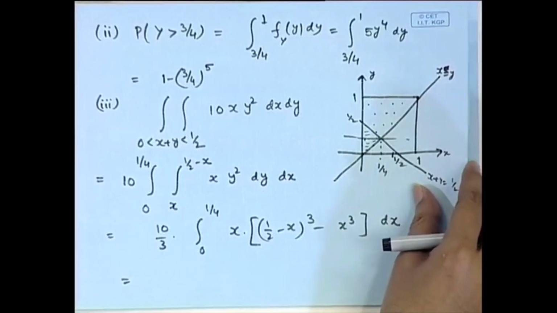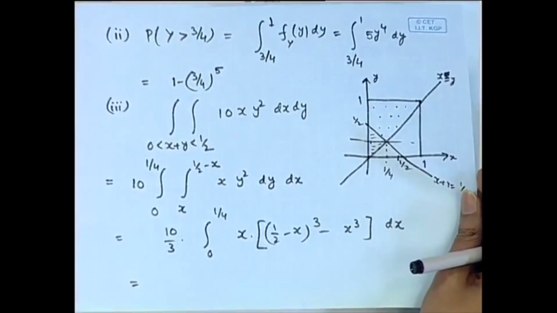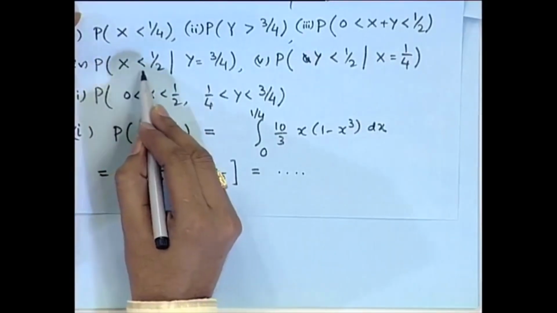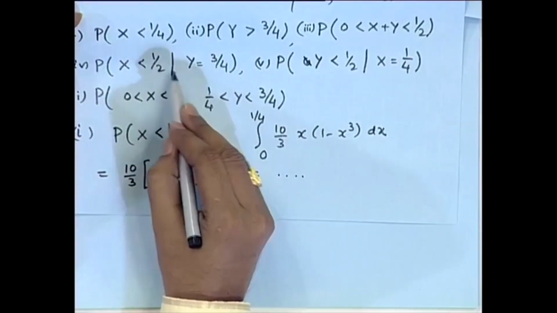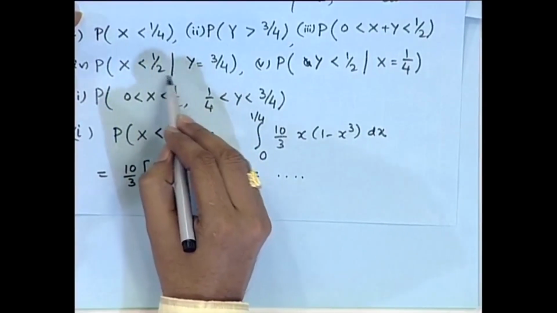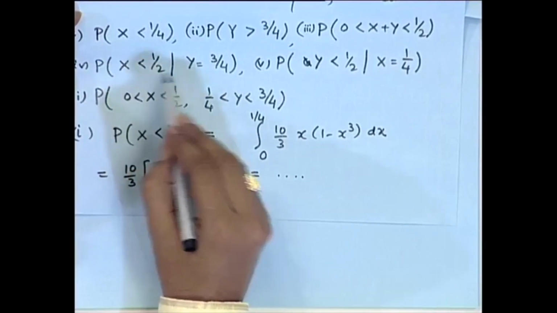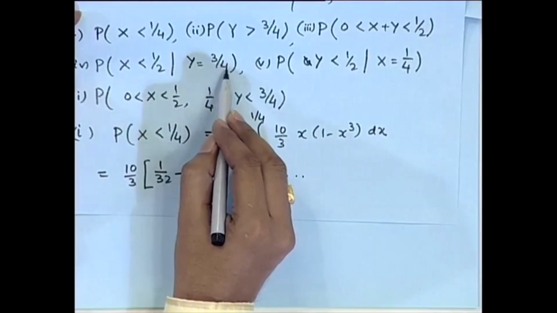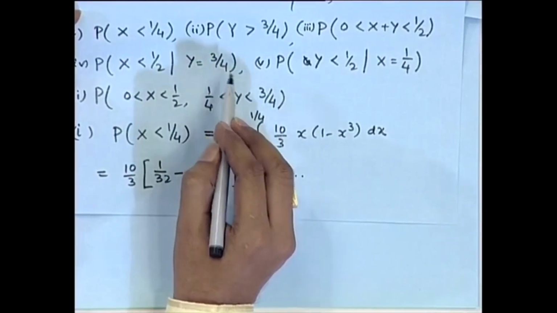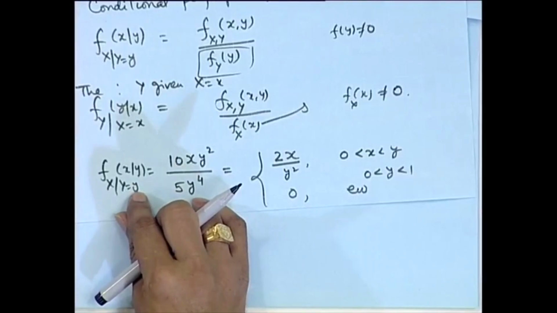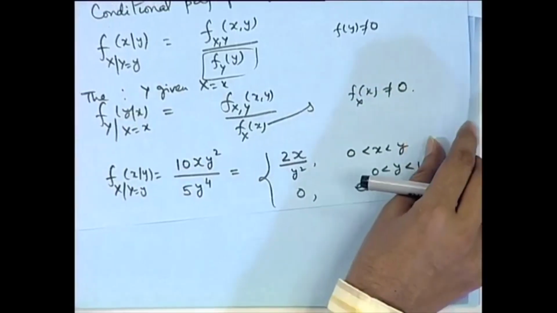Let us look at the conditional probabilities also. If we are calculating the probability of x less than half given y is equal to 3 by 4, this can be evaluated from the conditional distribution of x given y is equal to 3 by 4. Now, the conditional distribution of x given y we have already determined. So, here if we substitute y is equal to 3 by 4, we get the appropriate distribution.